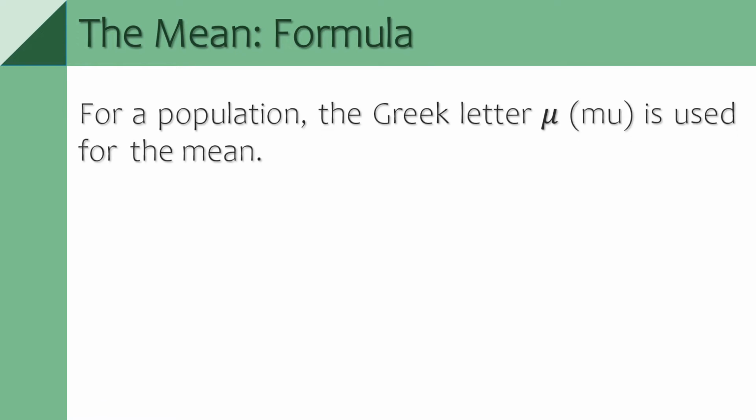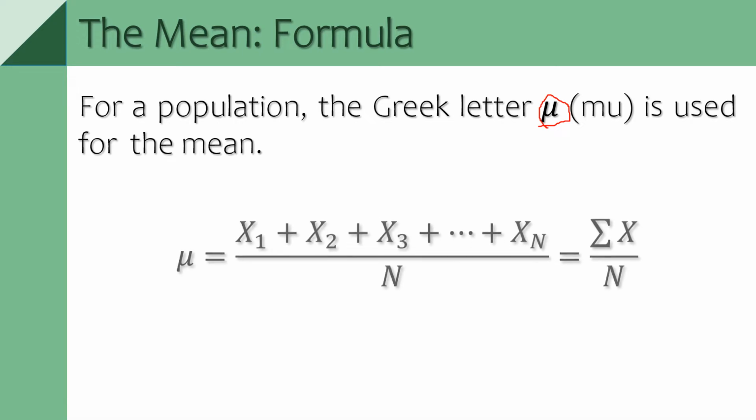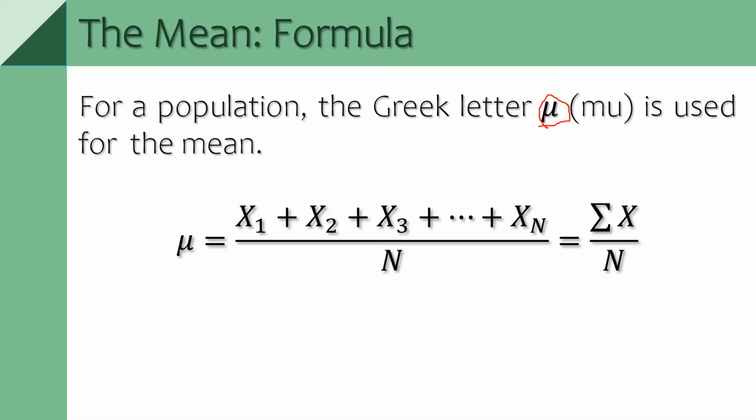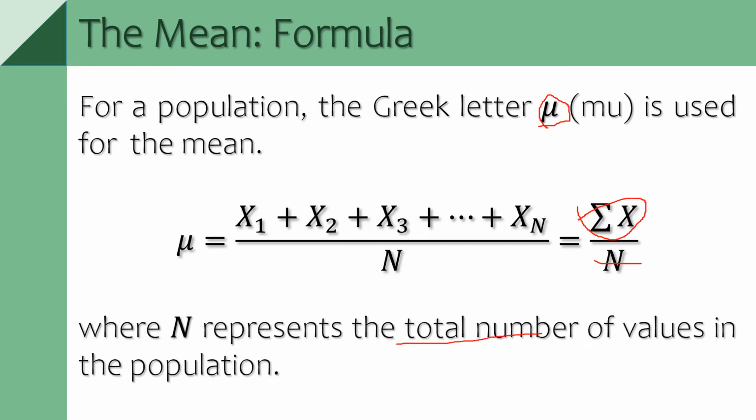And then for the population, the Greek letter mu is used for the mean. This symbol is used for the population mean, and that is equal to x sub 1 plus x sub 2 plus x sub 3 plus up to x sub n all over n, which is equal to the summation of x over n, where n represents the total number of values in the population.